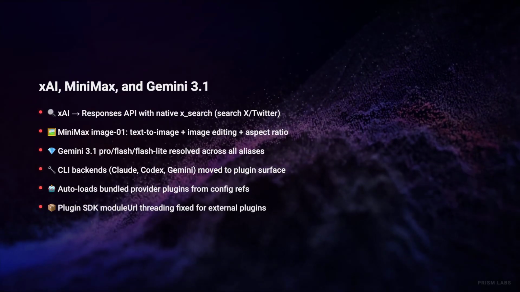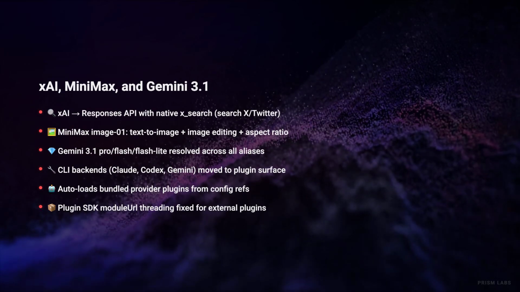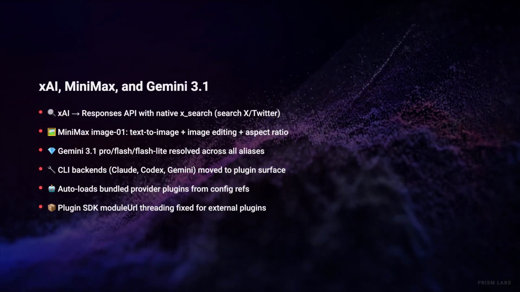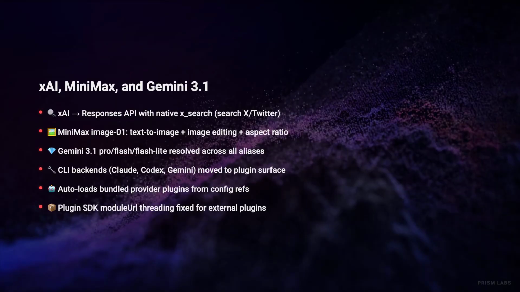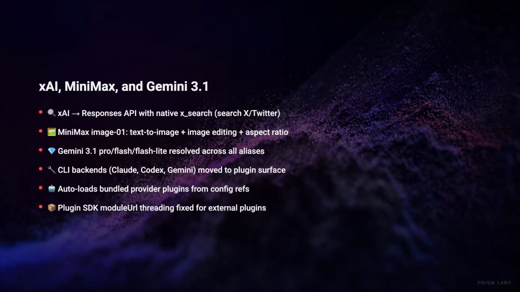Minimax gets an image generation model. Image 01 supports text-to-image generation, image-to-image editing, and aspect ratio control. Gemini 3.1 is now properly resolved across all Google provider aliases. Pro, Flash, and Flashlight all work correctly.